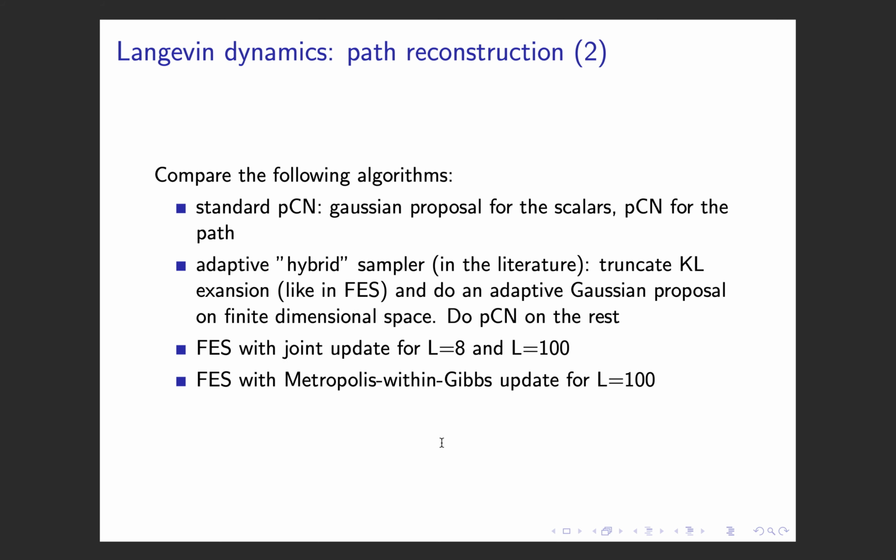We're then going to compare the following algorithms. Firstly, standard PCN, so Gaussian proposals for the scalars and PCN for the path, an alternative gradient-free sampler in the literature, and finally our functional ensemble sampler with a few settings. For example, with a few walkers or with many walkers, 100 walkers, to see how it performs.